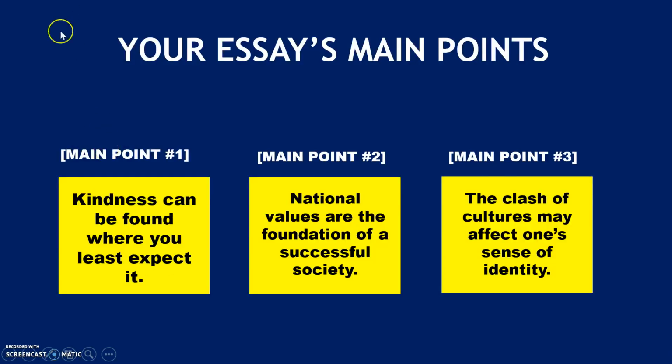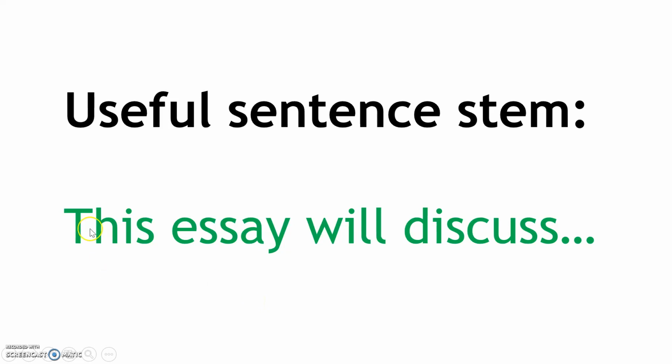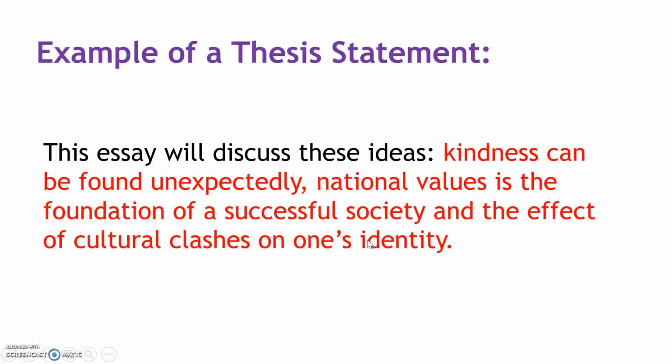Now, imagine that these are my 3 main points for my essay. I am going to use these 3 main points and allocate them into the sentence stem. So it will come up to this, which says, this essay will discuss these ideas. Kindness can be found unexpectedly, national values is the foundation of a successful society, and the effect of cultural clashes on one's identity. Basically, you're filling in the blanks for the sentence stem. You may do that, but be clear to make sure that your sentence is grammatically accurate.